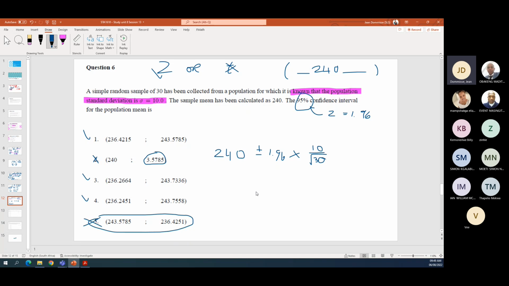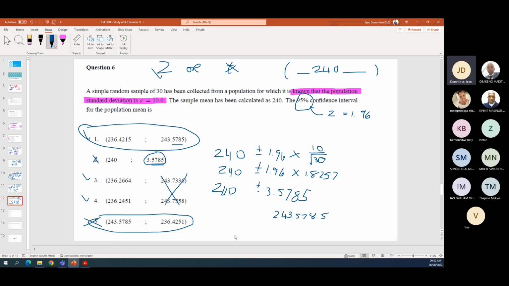If you say 10 divided by 5.4772, you get 1.8257. Okay, and if you multiply that by 1.96, we get plus minus 3.578. Okay, so it is actually that one. Okay, so the 240 plus 3.57, I'll do the top one always first. It's just easier. 5785. So let's see, 5785. Okay, so there is our final answer.